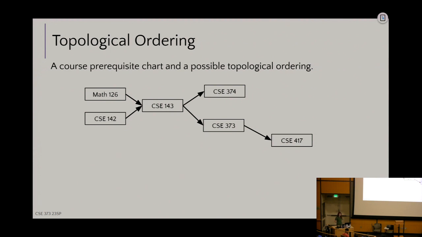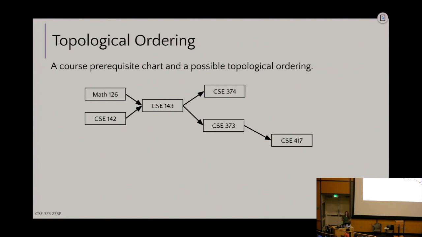Okay, after Math 126 and CSE 142, what comes next? What has to be the third course in our DAG here? Yes. 143, exactly. So you could have had either 126 or 142 first, but 143 has to be the third because it has two prerequisites. It doesn't matter if you took math or CSE in the same quarter or in different quarters, but you had to take both of them before you got to CSE 143. Okay? What do we have after 143?